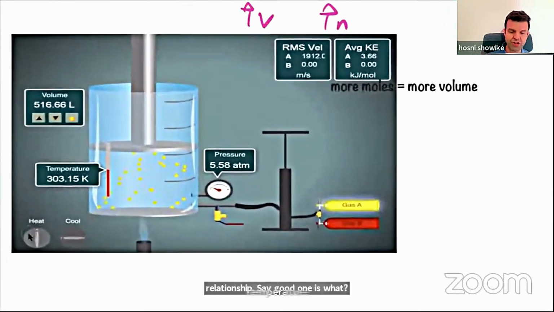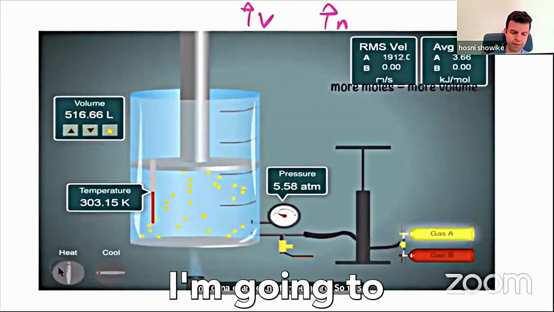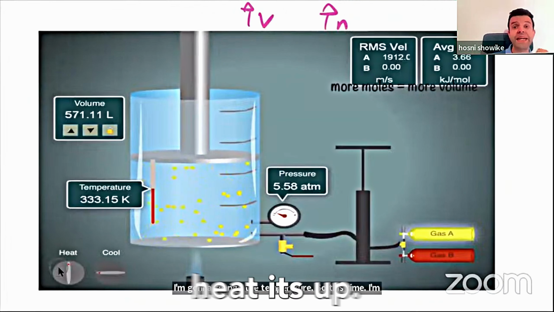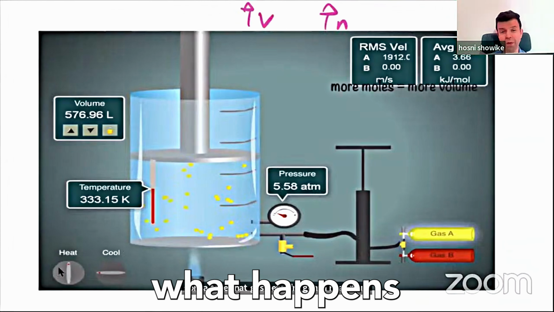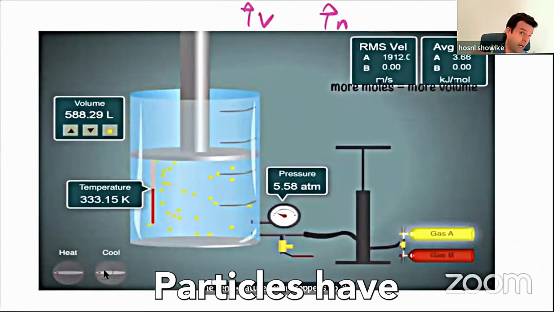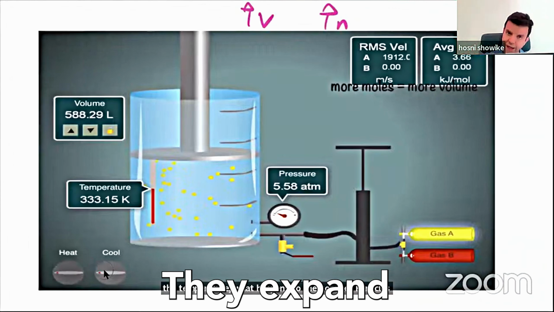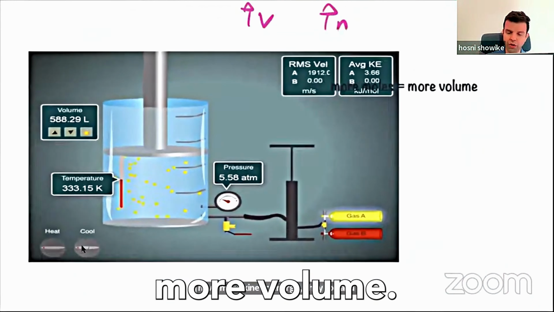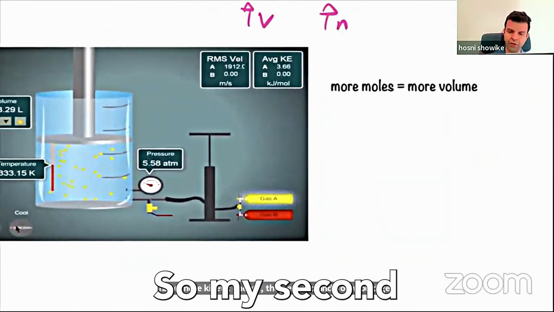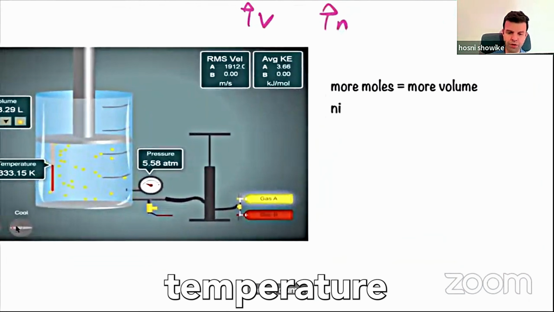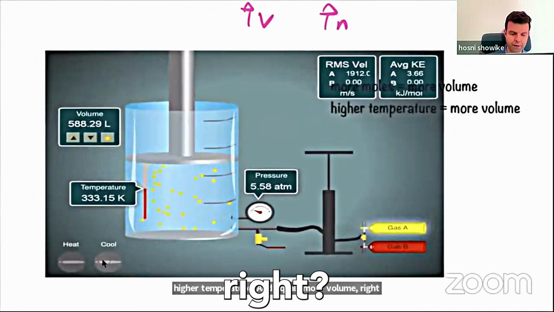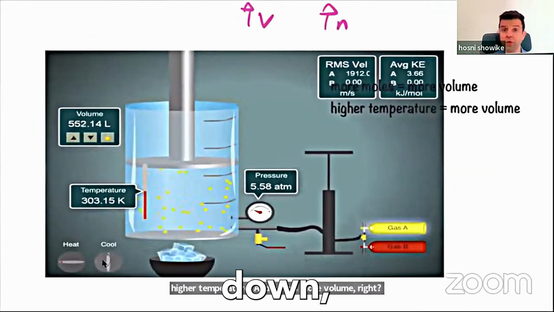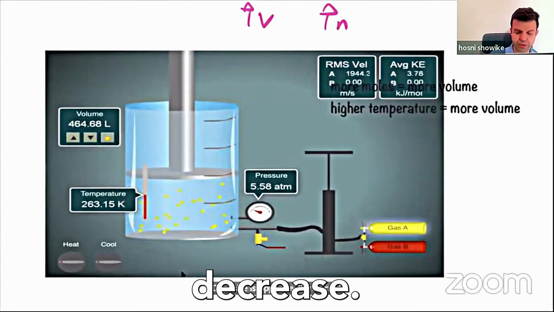I'm going to change the temperature. This time, I'm going to take that gas here. I'm going to heat it up. You probably know this already, right? If you increase the temperature, what happens to the volume? Particles have more kinetic energy. They expand, and you would get more volume. So my second relationship here, higher temperature equals more volume, right? Opposite is opposite. If you cool down, the volume will decrease, right?